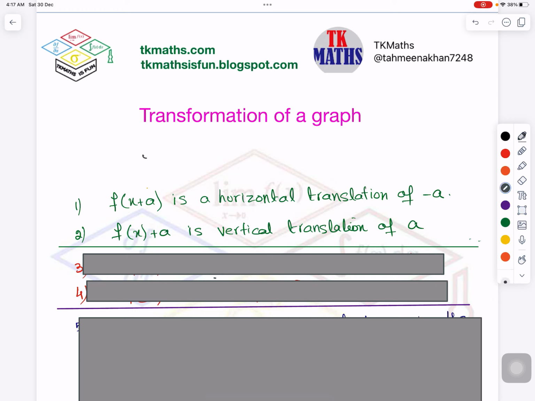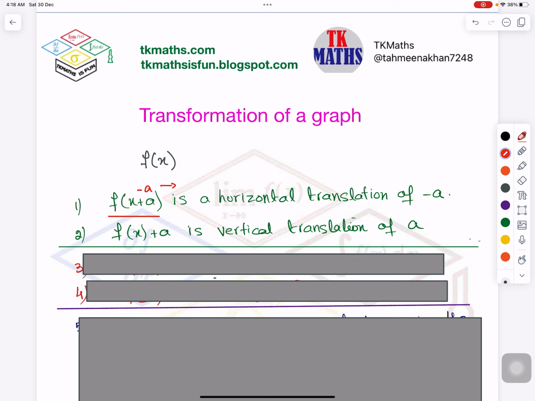So if the function f of x is given to you, either in the equation form or in the sketch form, then if it is written like this, f of x plus a, it means it is horizontally moving. Plus a means moving left. If the same thing was minus a, then it is moving right. That we have seen in the previous video.